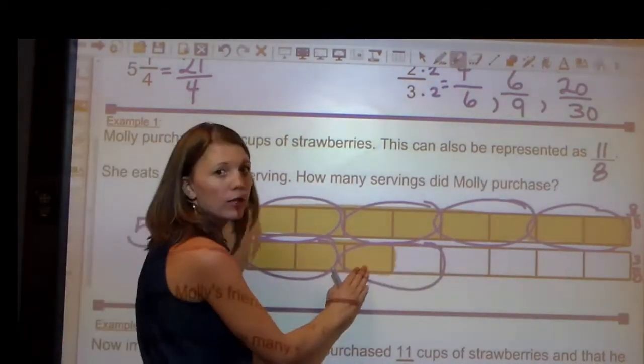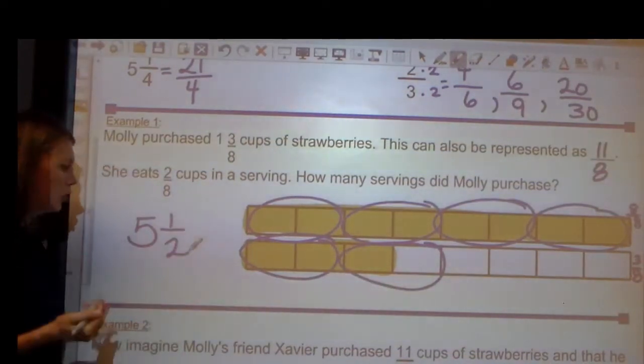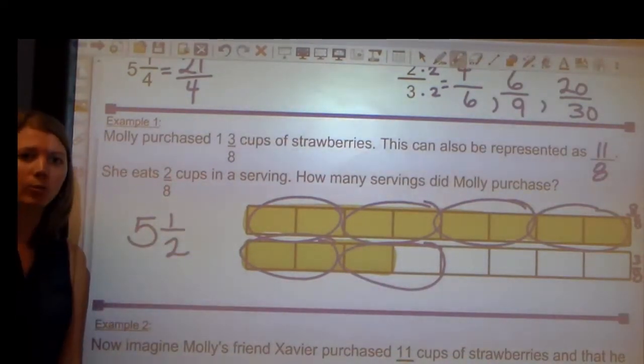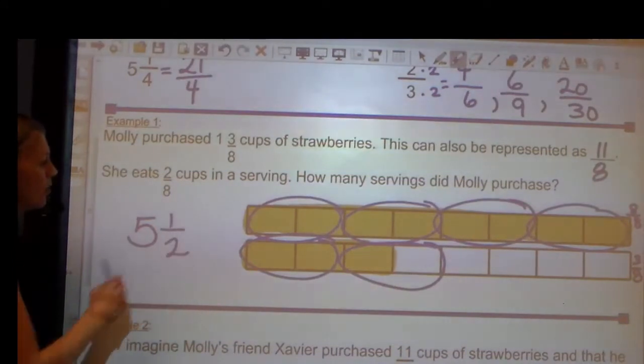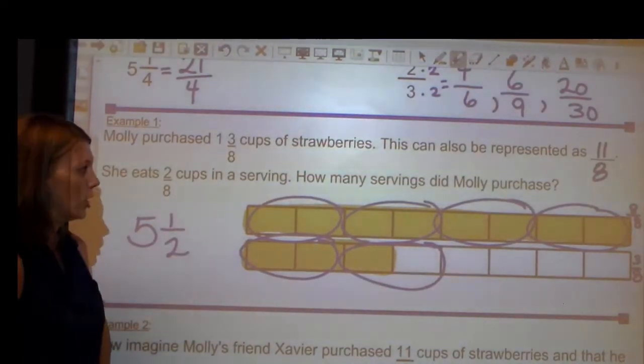And then what's left over? This is a partial serving, so it's 1 out of 2. And I write it just like that, 1 out of 2. So 5 and 1/2. That is how many servings Molly purchased.